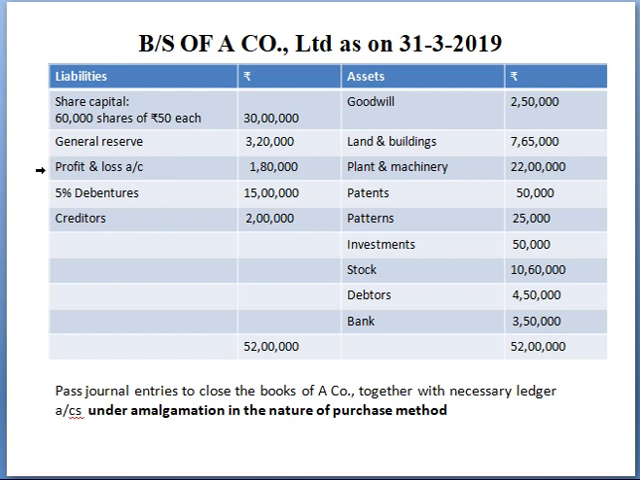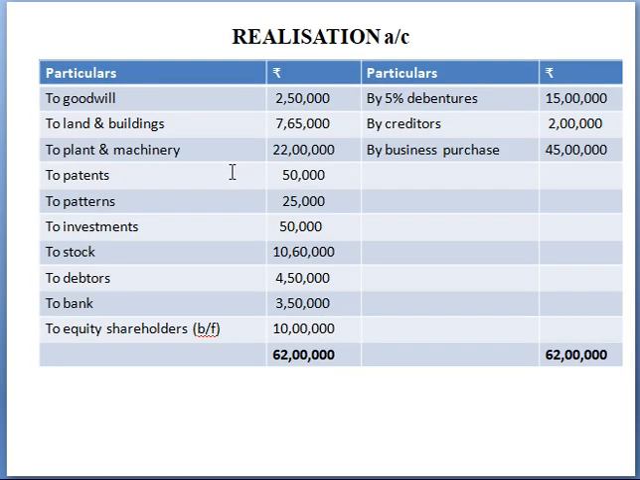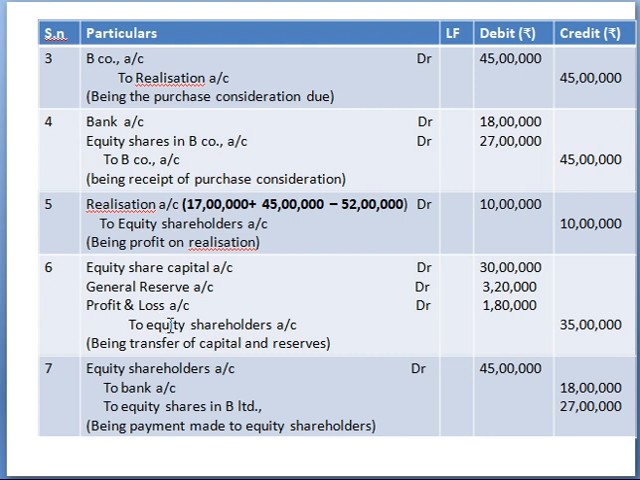As these three are liabilities, they show your credit balance. Now we are closing the business, so give your debit entry. The entry would be equity capital account debit 30 lakhs, general reserve account debit 3,20,000, profit and loss account debit 1,80,000, right? To equity shareholders account. So the total of all these is 35 lakhs.